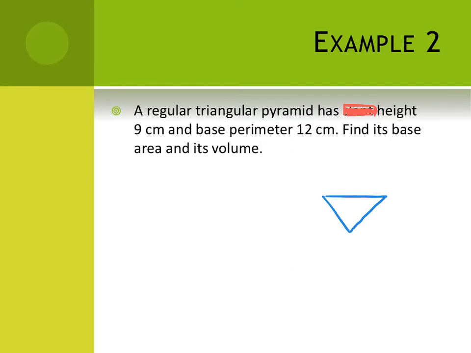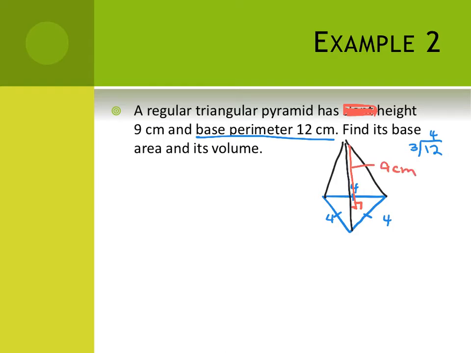And again, remember, it's regular. It tells me it's a base perimeter of 12. So if I do 12 divided by 3, I know each one of these sides is 4. So let me go ahead and add in these lateral edges. And then I also have the height here, which is hitting right here, because I'm going to need that, and that height is 9 centimeters.